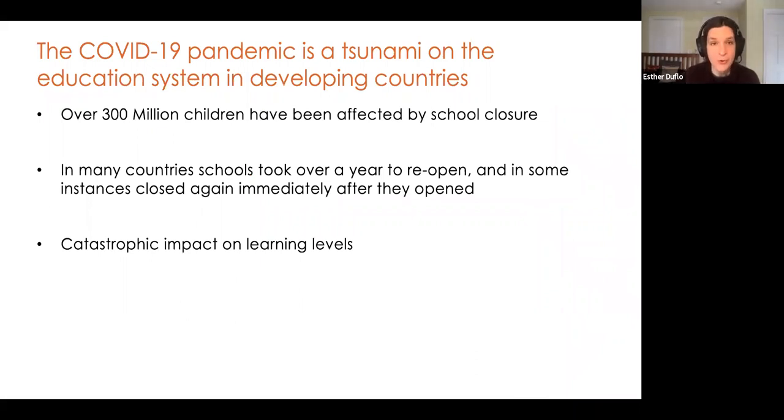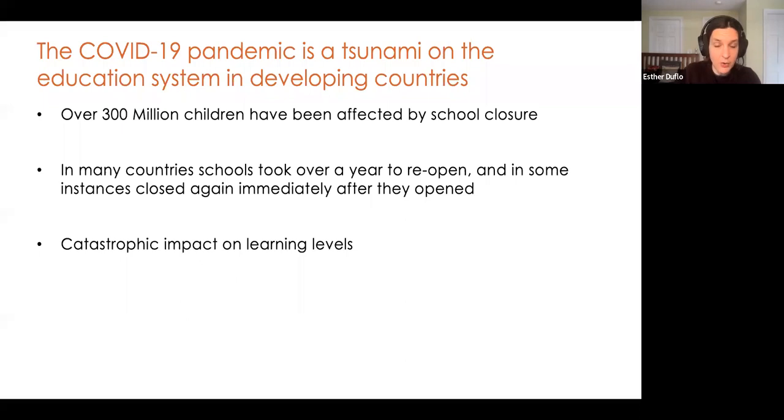So, of course, as you all know, the COVID-19 pandemic has been a complete tsunami on the education system in developing countries. During the pandemic, 300 million children and counting have been affected by school closures. And in many countries, schools took over a year to reopen. And then in some instances, like for example, in the Philippines or in West Bengal, they closed again immediately after they reopened in January because of the Omicron wave. In many places in developing countries, even more so than in the developed countries, schools have been the first to close and the last to reopen.